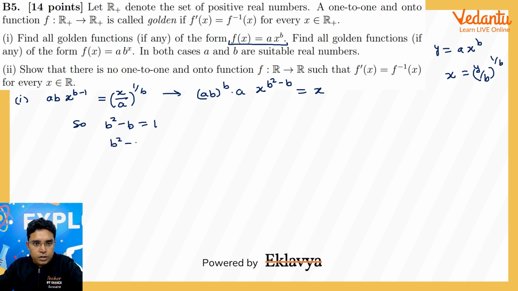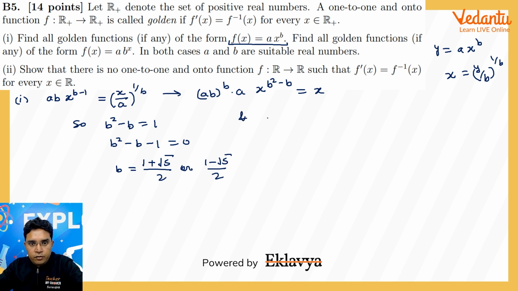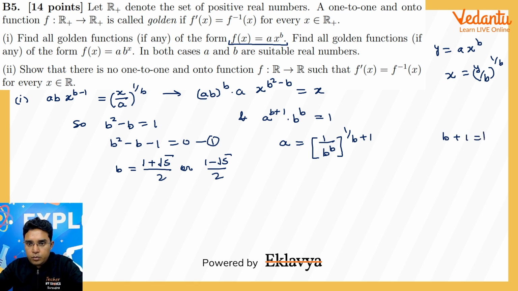That gives a quadratic b square minus b minus 1 is equal to 0, whose roots are (1 plus root 5) upon 2 or (1 minus root 5) upon 2. Okay, one is positive, one is negative. And then comparing the constant term, we will be getting a power b plus 1 into b power b is equal to 1. So this gives a equal to (1 upon b power b) whole raised to the power 1 upon b plus 1. From this equation, b plus 1 is actually equal to b square.